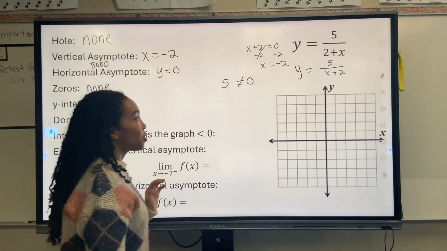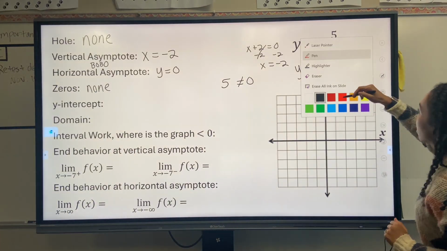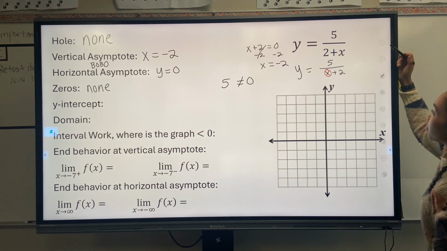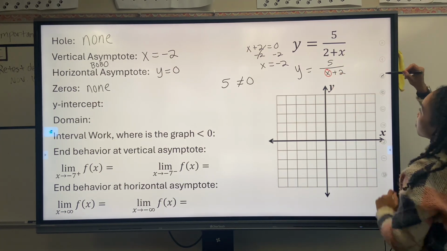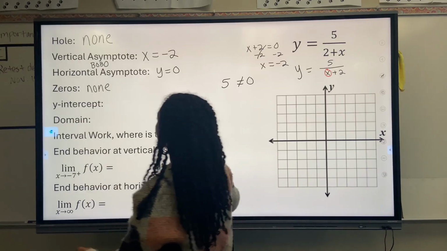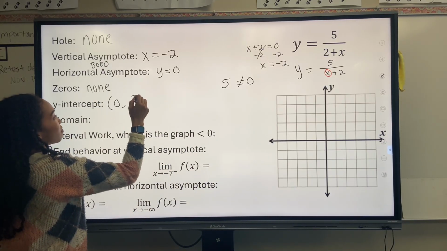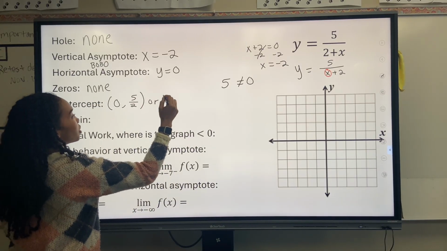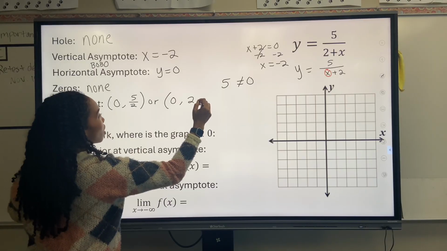Y-intercept, you plug zeros in everywhere to find it. So plug in a 0, you're left with 5 over 2. So that is your y-intercept. Your y-intercept is 5 over 2. Or you can write it as (0, 2.5).